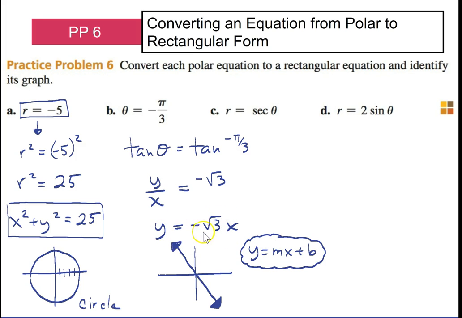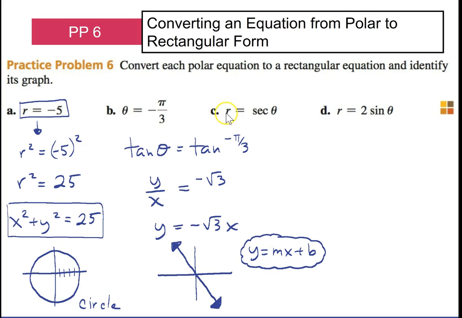My slope is negative root 3. That's my slope. My b value is 0. And there it is. So in rectangular coordinates, in polar coordinates, if you see theta by itself is equal to some kind of constant, theta equals a constant, really what that means is you've got yourself a straight line through the origin, which could be transferred into y equals mx plus b form.